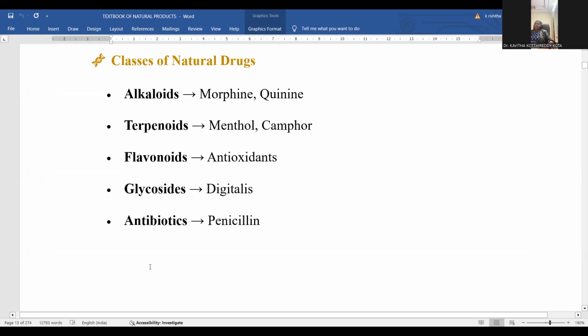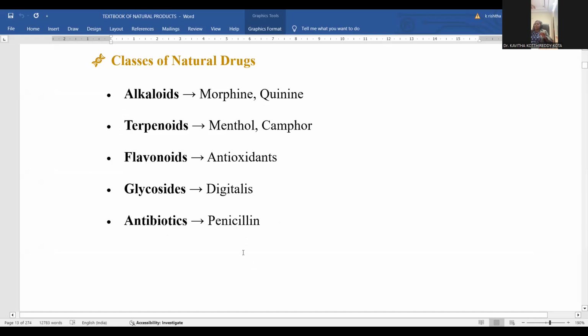The next natural drug category is antibiotics. Antibiotics are potential medicines extracted from microorganisms that are able to destroy, kill or suppress the activity of other pathogenic microorganisms. Penicillin is the wonder drug. It is a broad spectrum antibiotic extracted from Penicillium fungi. So this is the way the classification of natural products is provided.